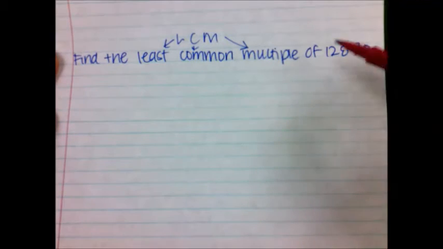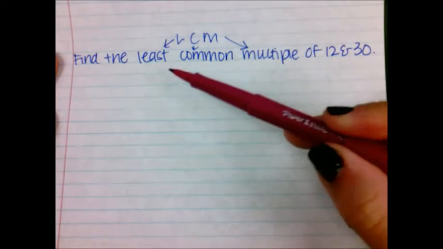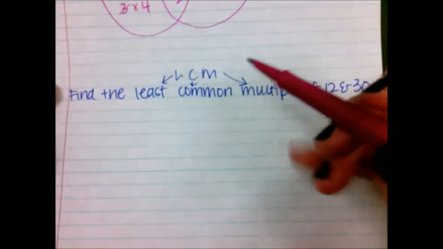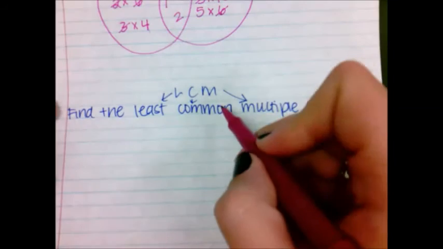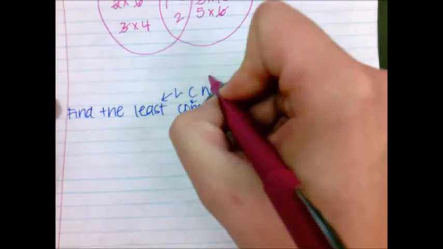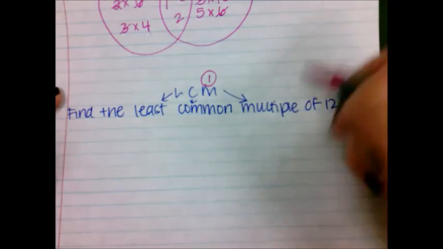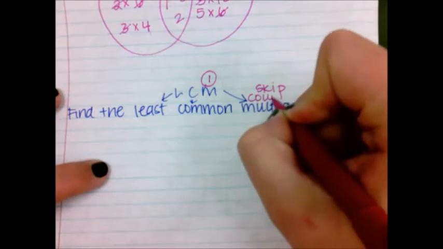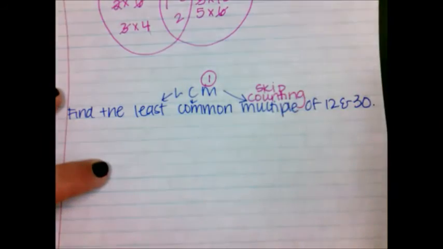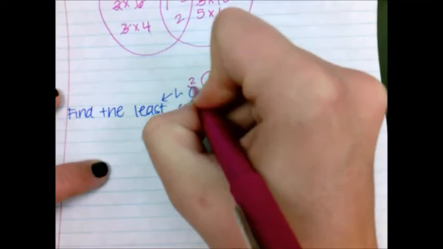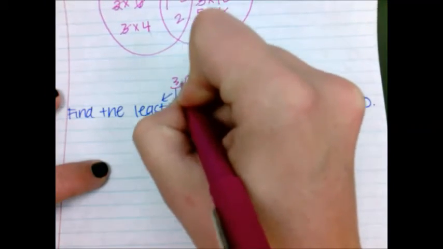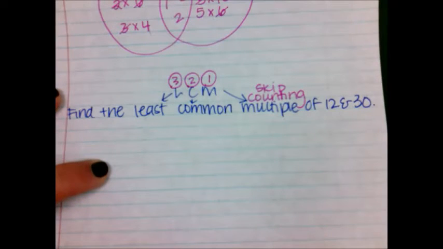Now we're going to take the exact same two numbers, 12 and 30, but we're going to find their least common multiple, their LCM. And again, just like greatest common factor, I'm going to work backwards. So I'm going to find all the multiples first. Multiples are skip counting. Once I find the multiples, I'll find everything they have in common. And then I'm going to find the least of the ones they have in common.